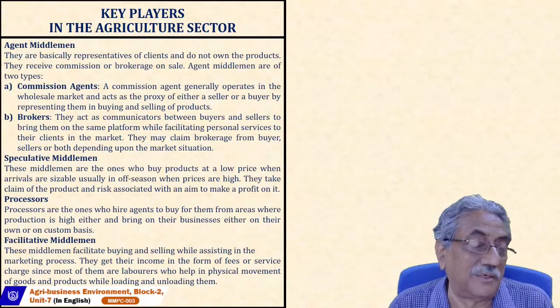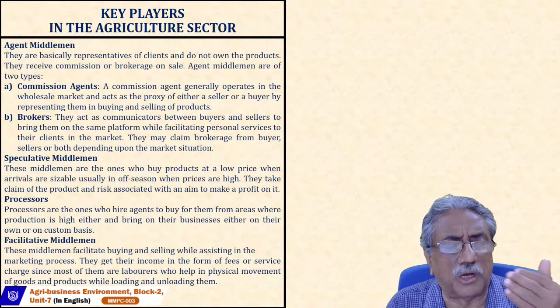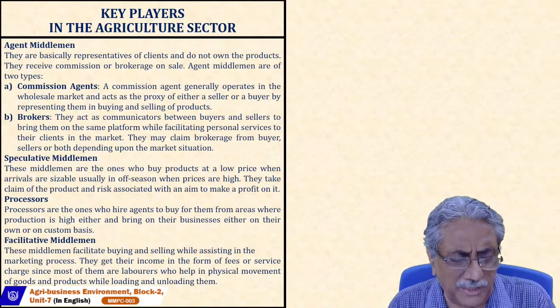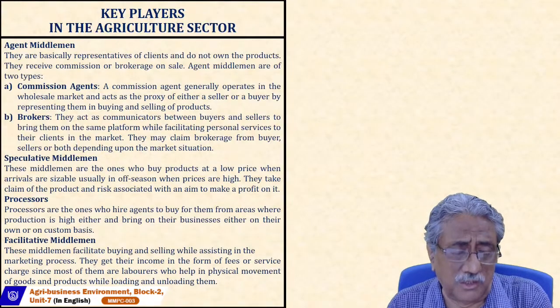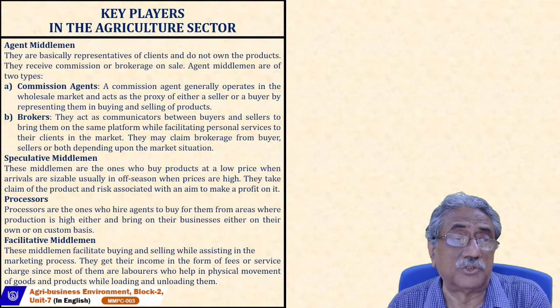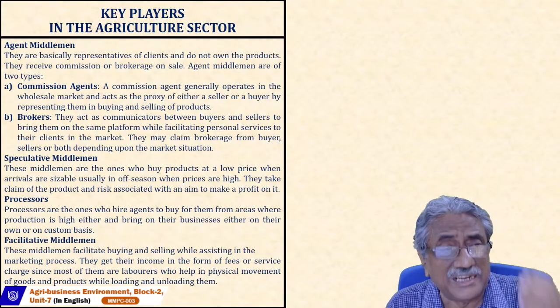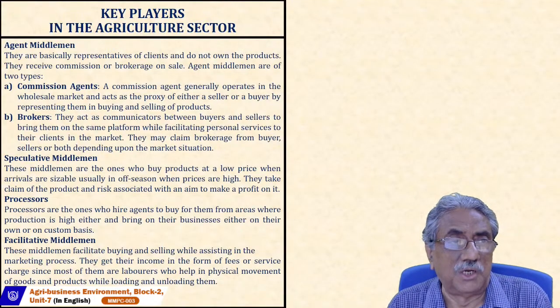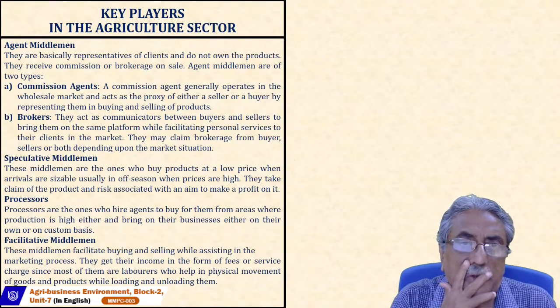Suppose I have a rice mill. I can appoint a commission agent to procure for me. Suppose my rice mill is 100 tons per day, so I need 100 tons of raw rice per day. The commission agent arranges 10 truckloads or something like that, and he gets 3% or 2% commission on the agreed price. This is an annual contract or seasonal contract.